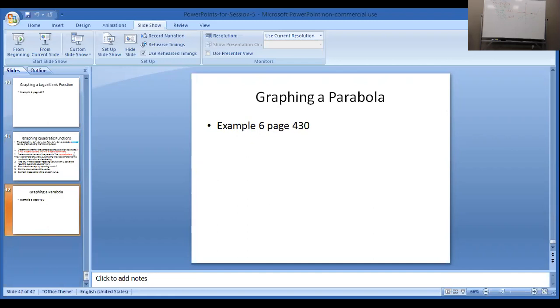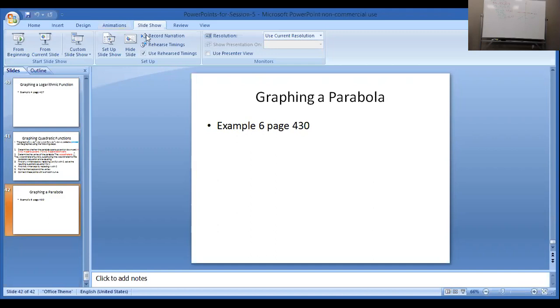Okay, for example, you see that graph, figure 7.54. The vertex here, because a is positive, goes upward. The vertex is the lowest point. Page 431. The vertex is the lowest point. If a was negative, the vertex would be the highest point. The parabola would be facing down, but the vertex would be the highest point.